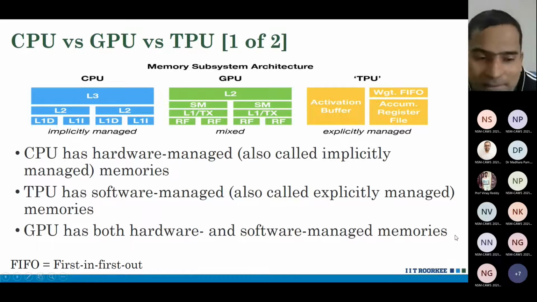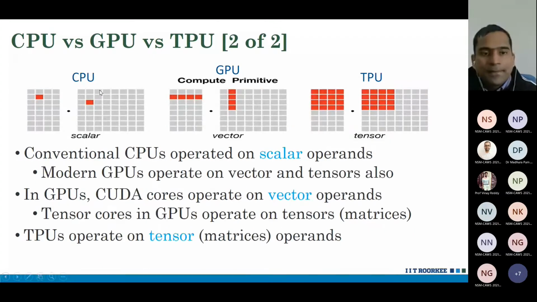So now you can see GPU is neither fully general purpose nor fully custom built. So that's why it has intermediate purpose. Here, okay, just one sentence I would like to.